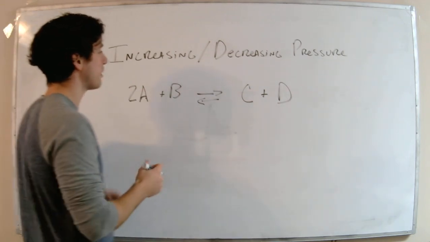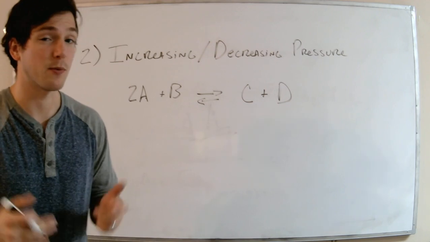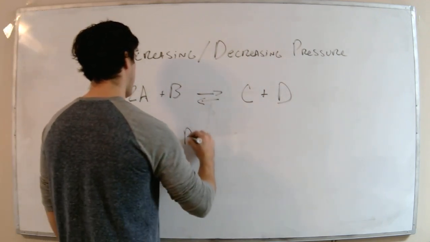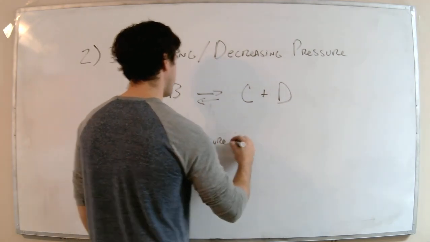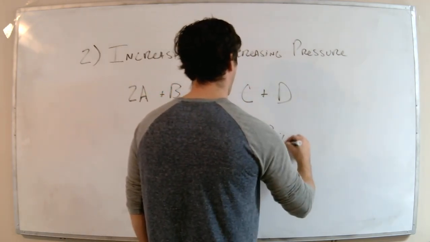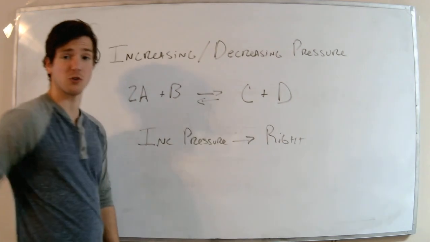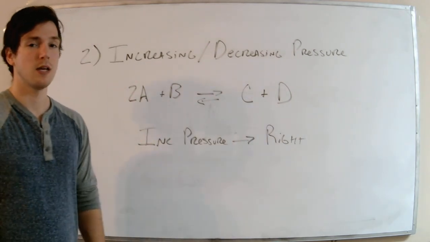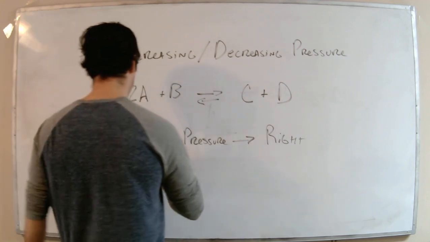So if we're increasing pressure, it's always going to go to the side where there are less molecules. So an increase in pressure is going to shift this guy right, because there's less molecules over here. There's only 2 with C and D, while over here there is 3. But what happens if I decrease the pressure?